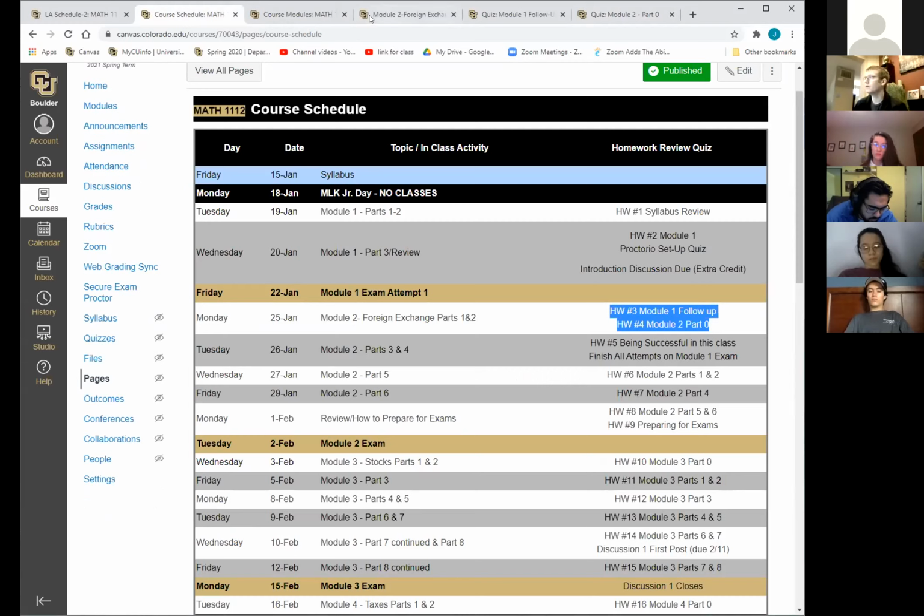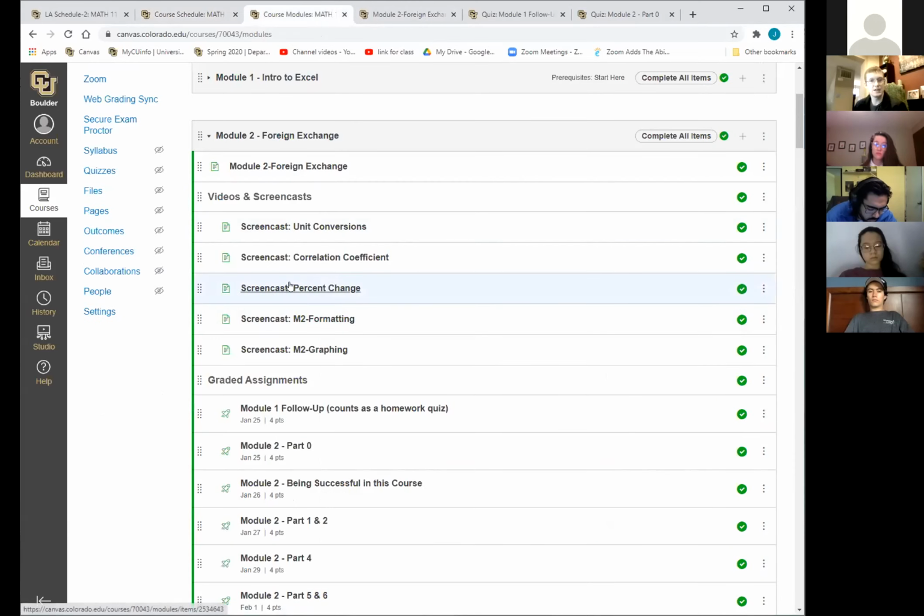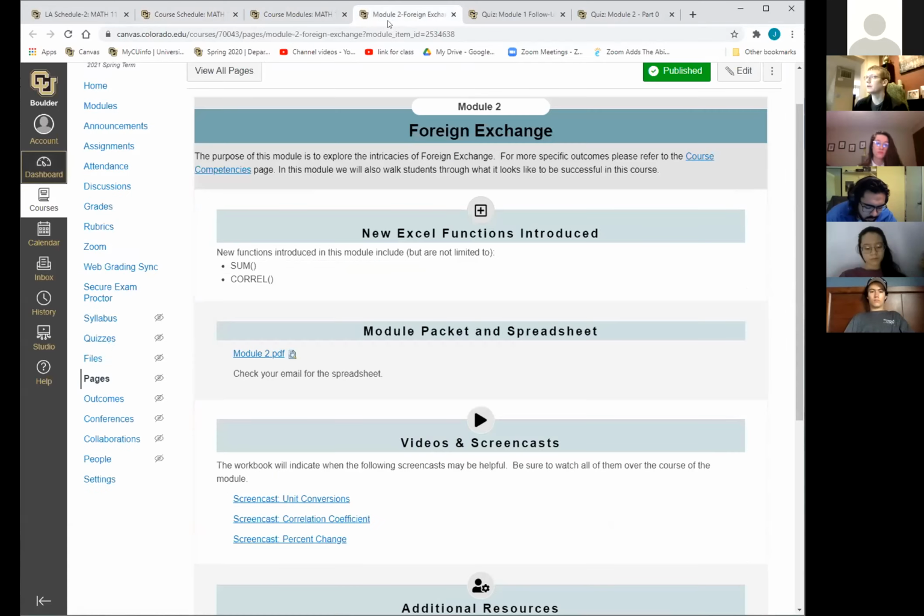So now, if you haven't done so already, go into Canvas and click on this first module 2 link and download the PDF. You should have also received the spreadsheet over email last week. And let's take a look at those 2 things.